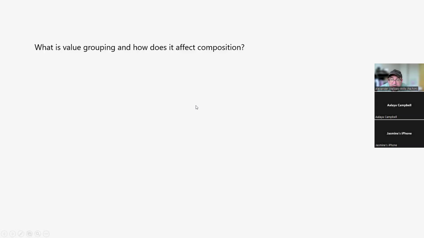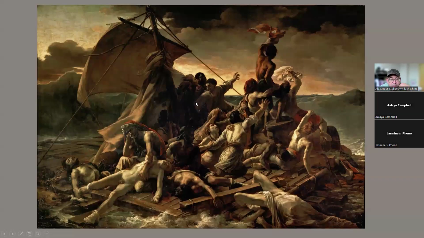Okay, so what about value grouping and how does it affect composition? Well, I think we've talked about this a little bit already, but we're going to talk about it again. So with the Raft of the Medusa, which comes up all the time, make sure that you're prepared for it on the upcoming midterm, because I'm pretty sure it's going to be on there. If not as a four-credit question, then definitely as extra credit.